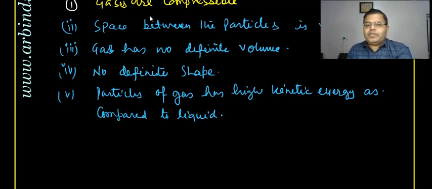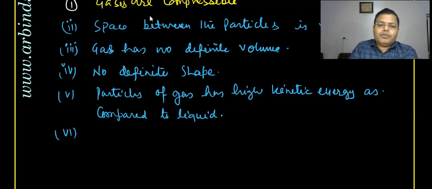Suppose a gas is leaking in your house, then you can smell it from a far away place and you can say that there is a gas leakage in my kitchen. So you can observe it, or even the perfume or fragrance of any flower can be observed from distant places as well. So here, gases have no fixed volume, no definite size or shape. Particles have high kinetic energy as compared to liquid, and the space between the particles is very large. It cannot be cut into pieces.